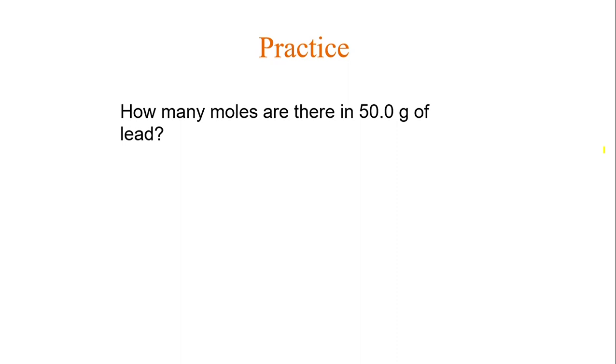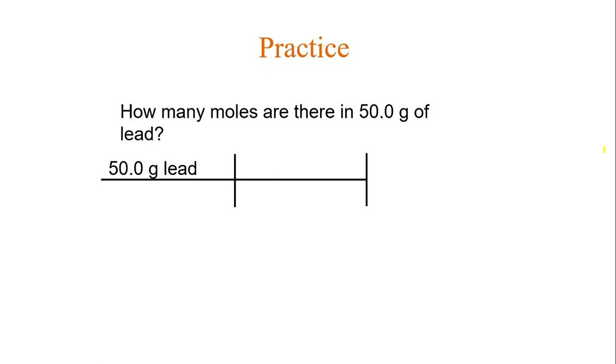All right, let's do another one. How many moles are there in 50.0 grams of lead? Be careful, now we're converting between mass and moles. Start with what they give you, 50.0 grams of lead. Remember that 0 after the decimal period is significant. You can't just wave it off. In this case, we're going from grams to moles, so we need to have what conversion factor? Right, we need the molar mass.